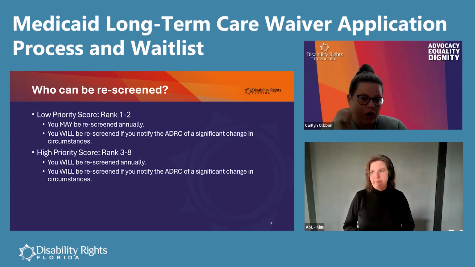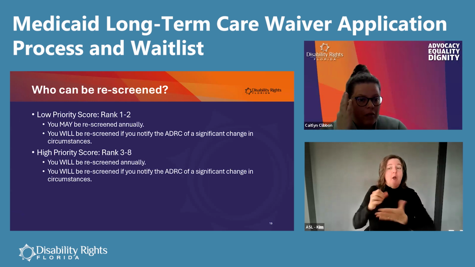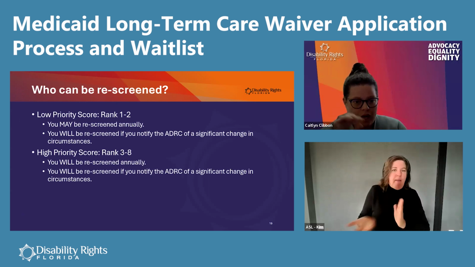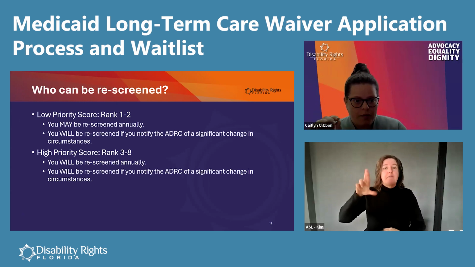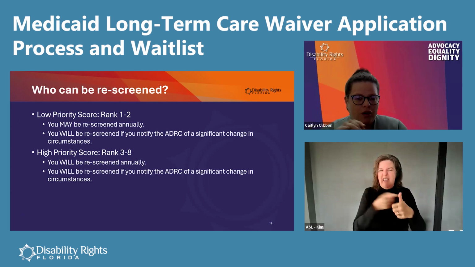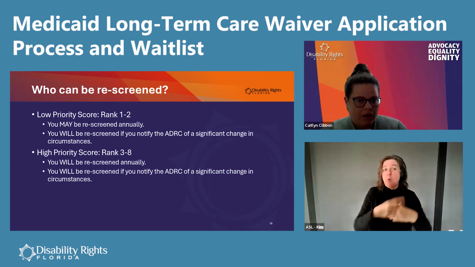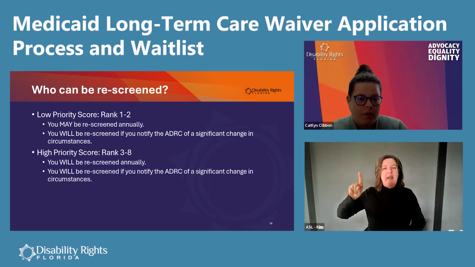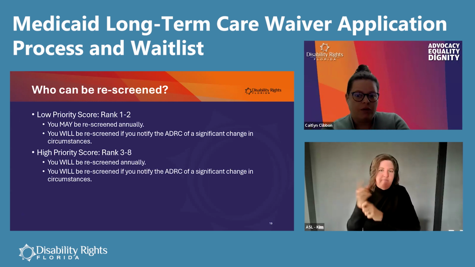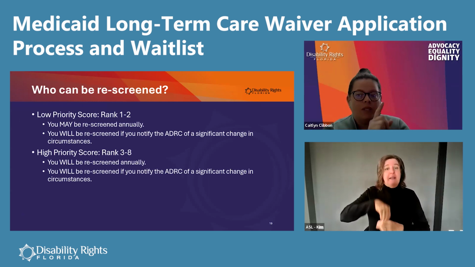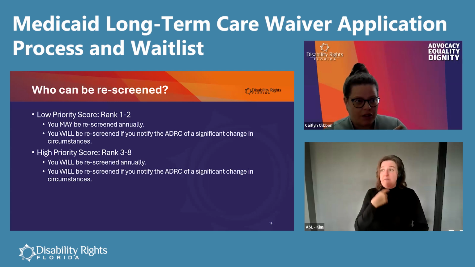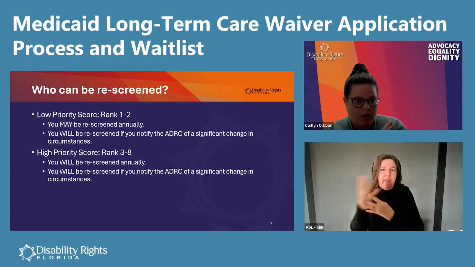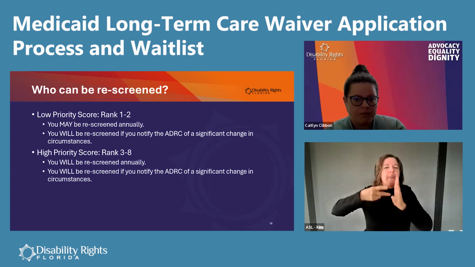Depending on what priority score you received initially, you may or may not be automatically rescreened. So if you were in categories 1 or 2, rank 1 or 2, from your initial screening, you might be rescreened annually, but the ADRC doesn't necessarily have to rescreen you annually. But if you're in rank 1 or 2, you will be rescreened if you tell them that you've had a significant change in your circumstances. And we are going to talk about what that means exactly, what is considered a significant change.